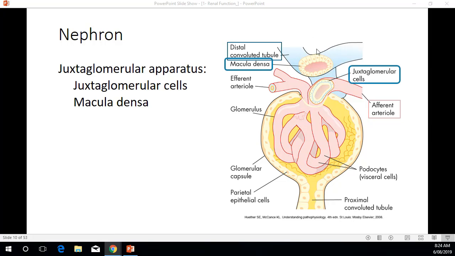In addition, these cells also regulate the blood flow within each nephron. So each nephron of the 1.2 million in the kidney has its own regulatory mechanism. So it can regulate how much blood will flow from the afferent arteriole into the glomerulus. So that will determine how much filtration pressure will be there. So each nephron can regulate its own function. These cells play a very important role in that.